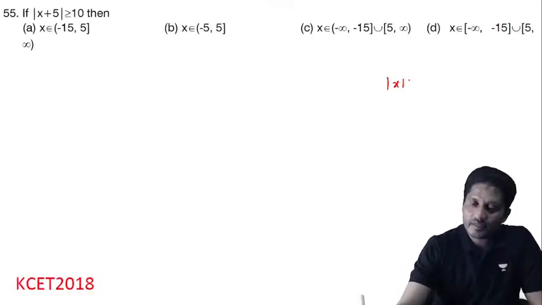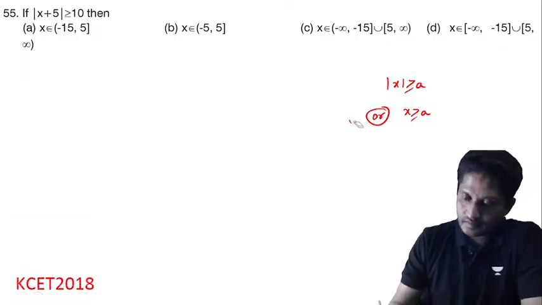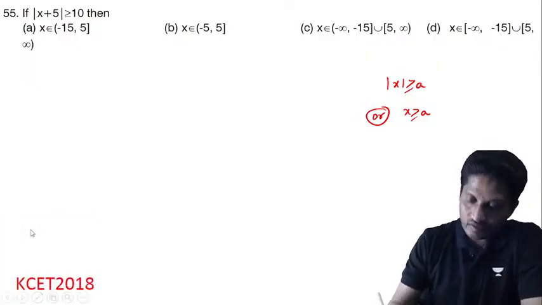Mod x greater than or equal to a means that x is greater than or equal to a, or x is less than or equal to minus a. If I use this logic, x is less than or equal to minus.